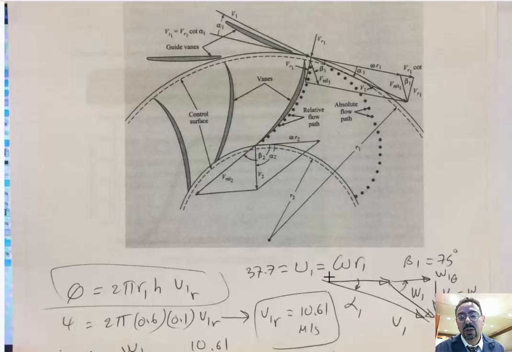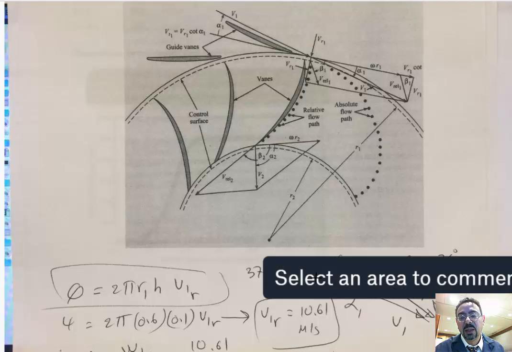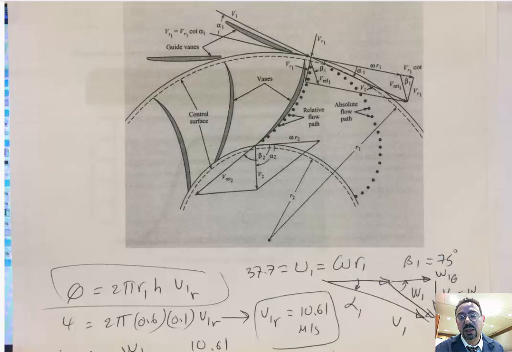So I'm going to get it from that triangle. What is that triangle? It has V1 over here, and it has V1 theta over here, and it has V1 radial over here. Okay, it happens that V1R is also W1R. The absolute velocity and the relative velocity have the same radial component.